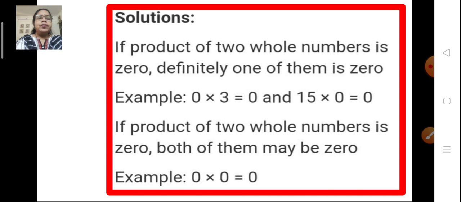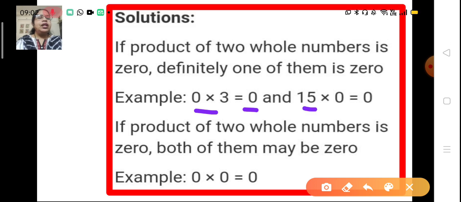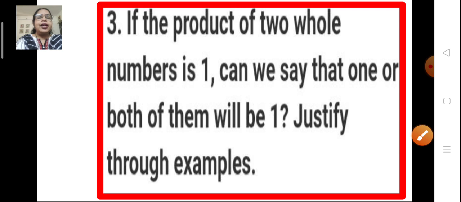So, what is the example? 0 multiplied by 3 becomes 0. Similarly, 15 if we multiply by 0, it also becomes 0. Any whole number we multiply by 0, it becomes 0. Also, if the product of two numbers is 0, the two numbers can also be 0, isn't it? If we multiply 0 by 0, then also we get 0. So, in both the cases, if one of the numbers is 0 or both the numbers are 0, we get the product as 0. Okay. Now, let us see the next problem.